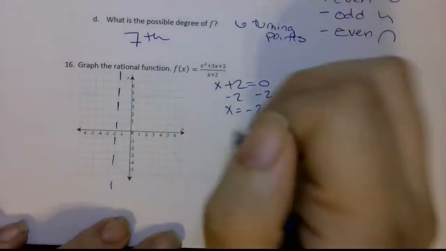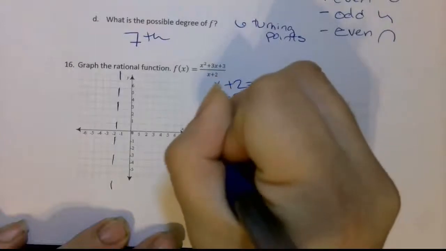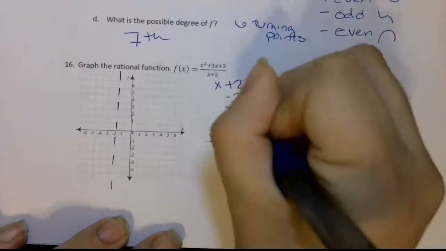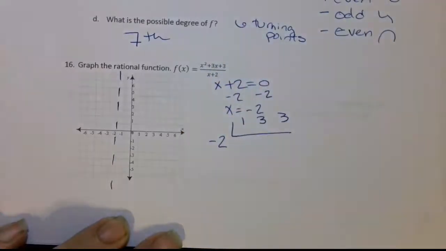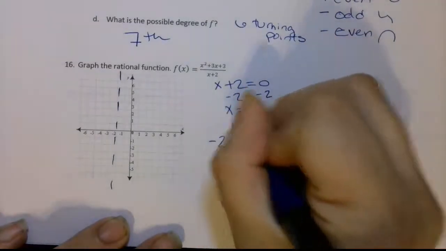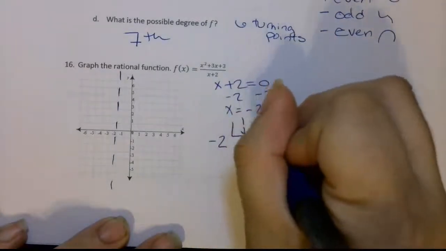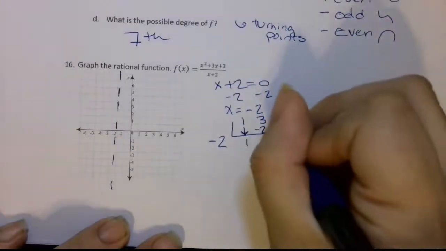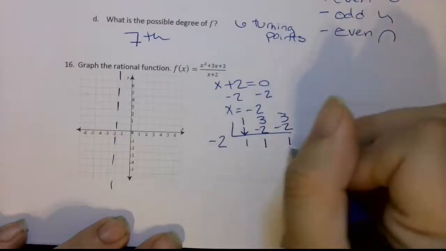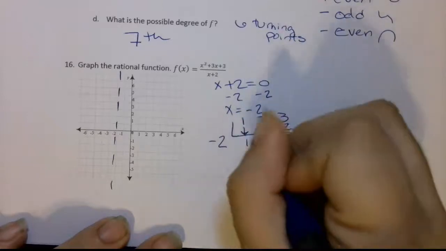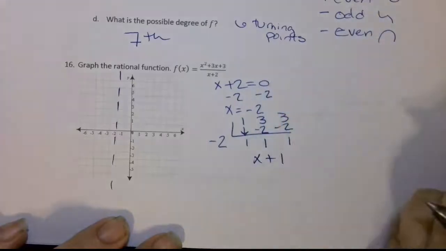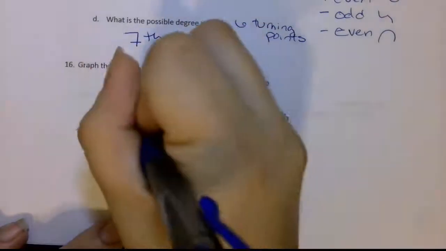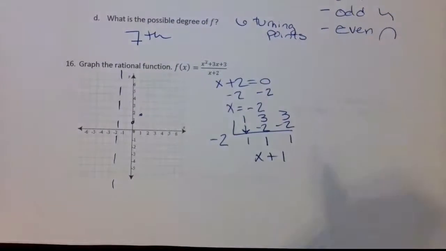I'm going to do that by doing synthetic division. So I'm going to have -2, 1, 3, and 3. I bring down the 1. 1 times -2 is -2. 3 minus 2 is 1. And then 1 times -2. So I don't care about the remainder, but I will use this to rewrite my equation. It's going to be x plus 1. To graph this line, I go up 1, I put my dot, and then my slope is 1 over 1. So I put my second dot.